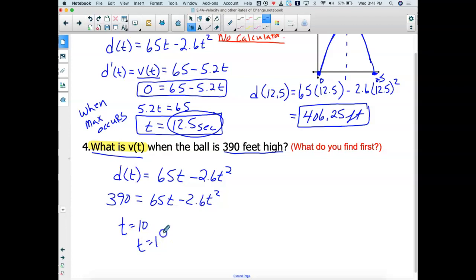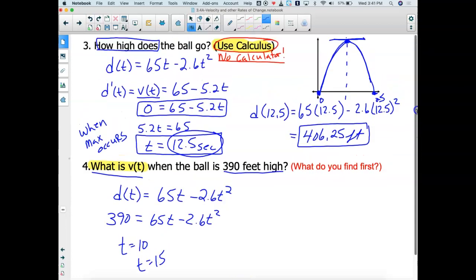Shouldn't be too shocking, because I knew up here that was 406.25 feet, and that was at 12.5. So this is 12.5, comma, 406.25. So if I was under that, my 390 is somewhere across here. So I'm looking for this intersection and this intersection. There's a reason why I'm drawing those on that graph at the same time.